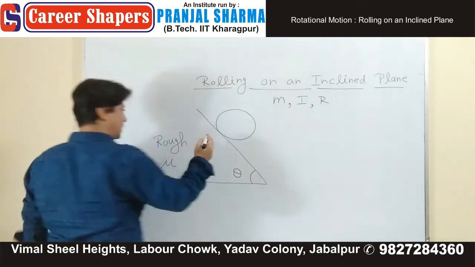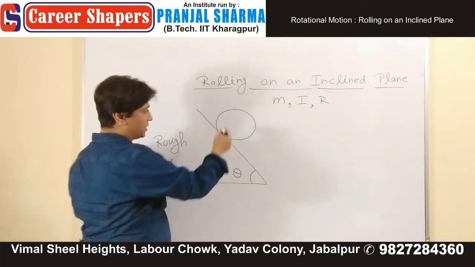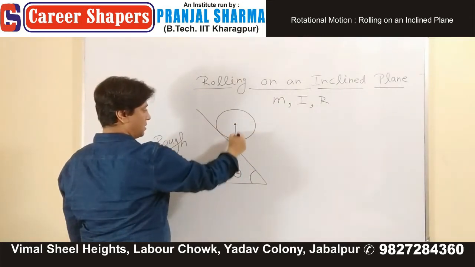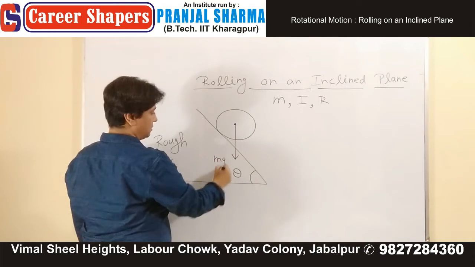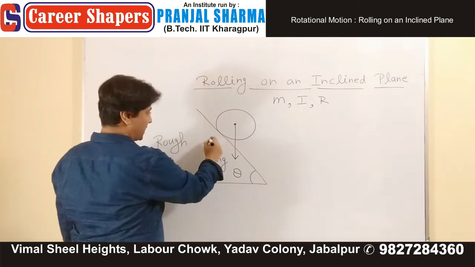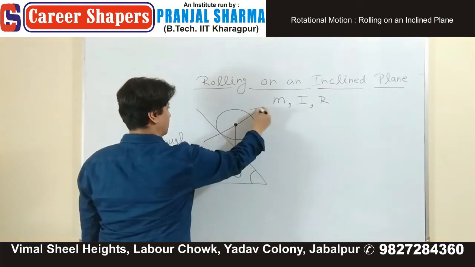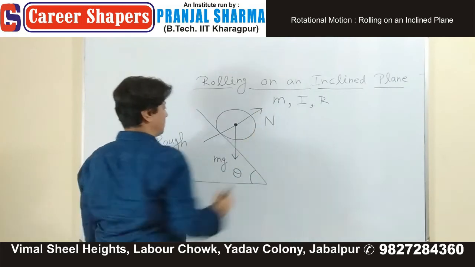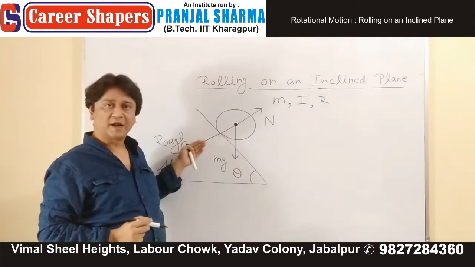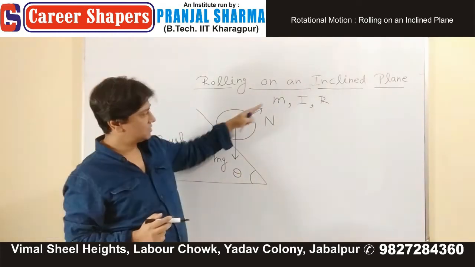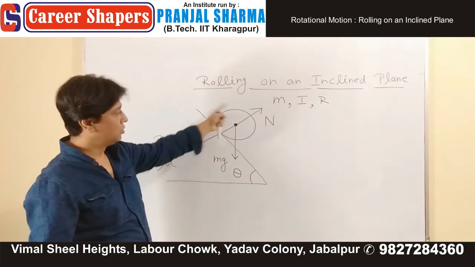if we draw the free body diagram of this object, then these are the forces acting on it. Downward force of mg, a normal reaction coming from the inclined plane, and normal reaction is always perpendicular, and therefore you can see it's going to act like this. This is the center of mass of the rolling object.